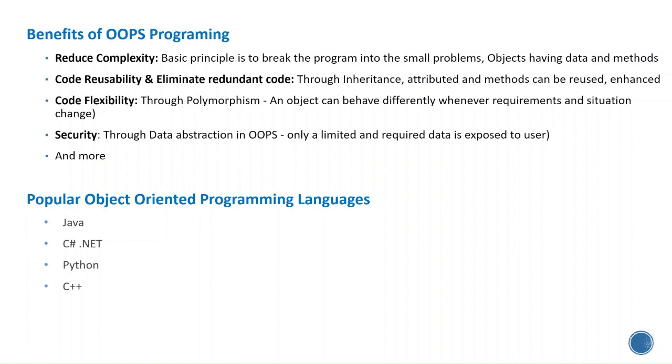There are some popular object-oriented programming languages like Java, C#, .NET, Python, and C++. I know it's a little overwhelming and confusing. We'll learn more about this with real-world examples, programming snippets, how object-oriented programming works, and how we write code around that.